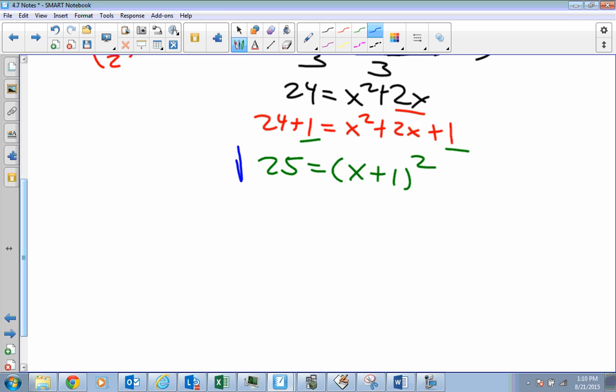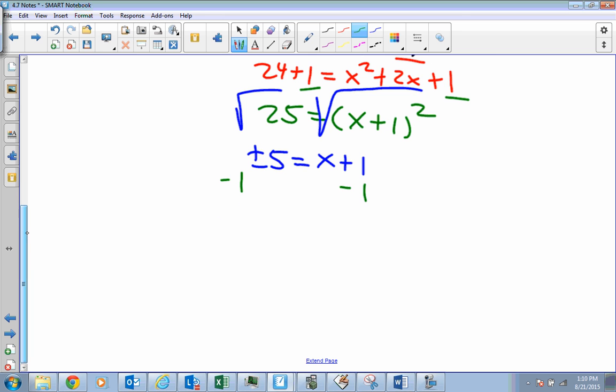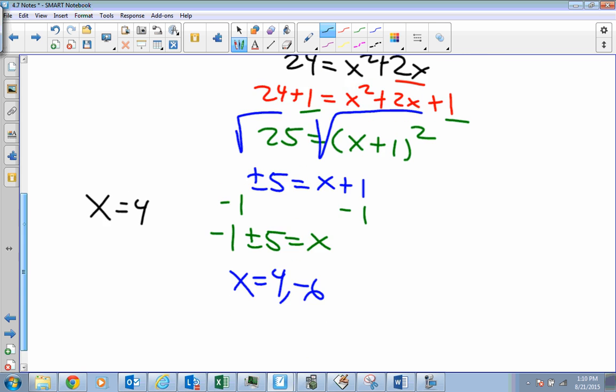Then we take the square root of both sides, and we get plus or minus 5 equals x plus 1. Then we subtract 1 and subtract 1, and we get negative 1 plus or minus 5 equals x. Negative 1 plus 5 is 4, negative 1 minus 5 is negative 6, but the only answer that really works, because you can't have negative length or width, is x equals 4. So that would be your answer.